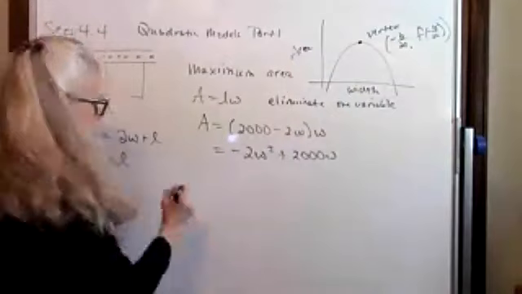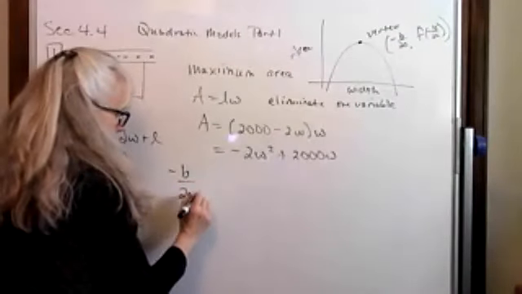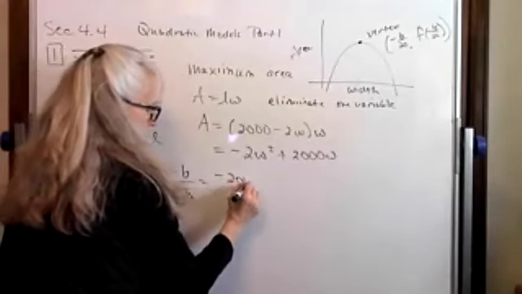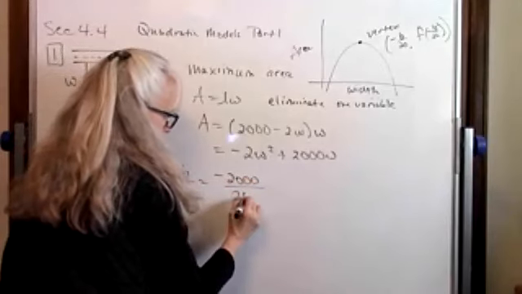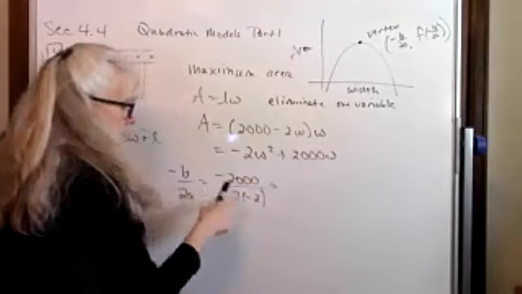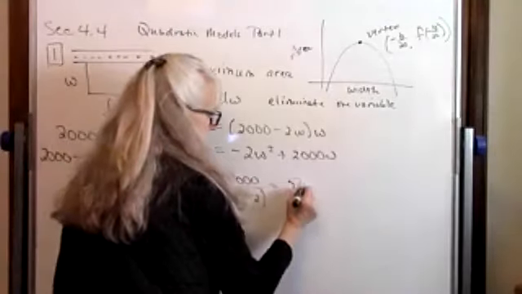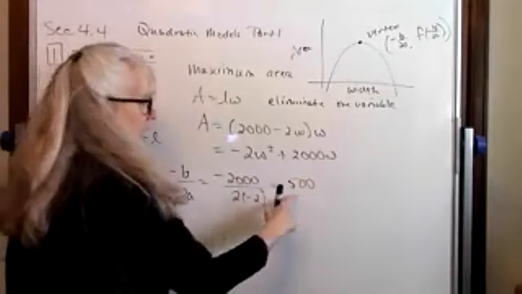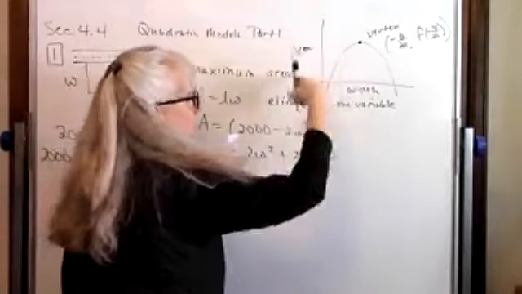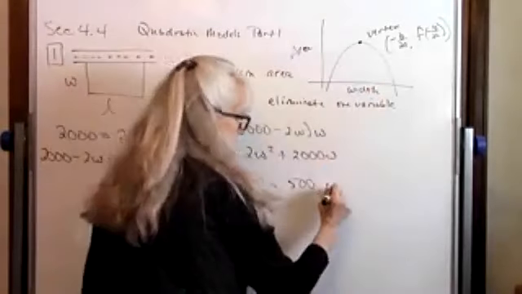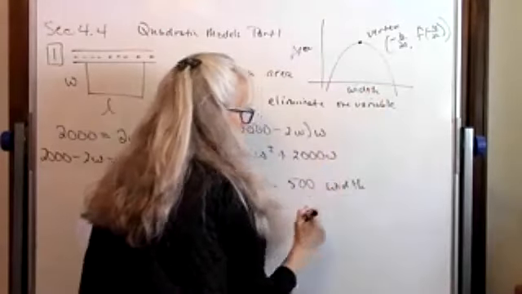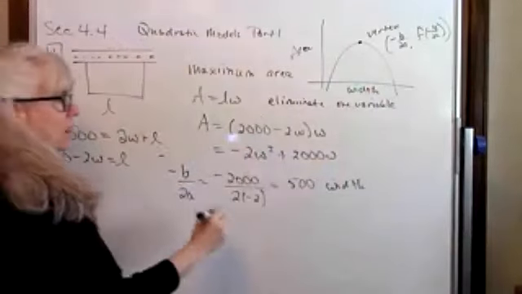So let's go do our negative b over 2a. That would be the negative of 2,000 all over 2 times negative 2. So that's 2,000 divided by 4, which is 500. Notice the negatives cancel out again. And what is that 500? Well, according to our little analysis over here, this is the width. So we know that the width of this rectangle is going to be 500 meters.